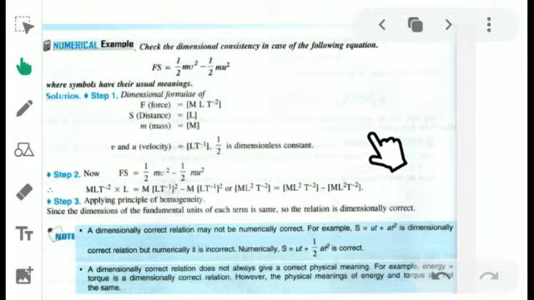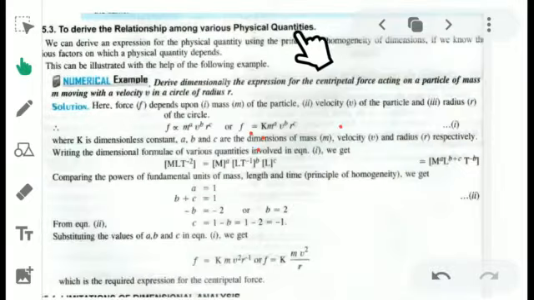A dimensionally correct relation does not always give a correct physical meaning. For example, energy is equal to torque is a dimensionally correct relation. However, the physical meanings of energy and torque are not the same quantity.